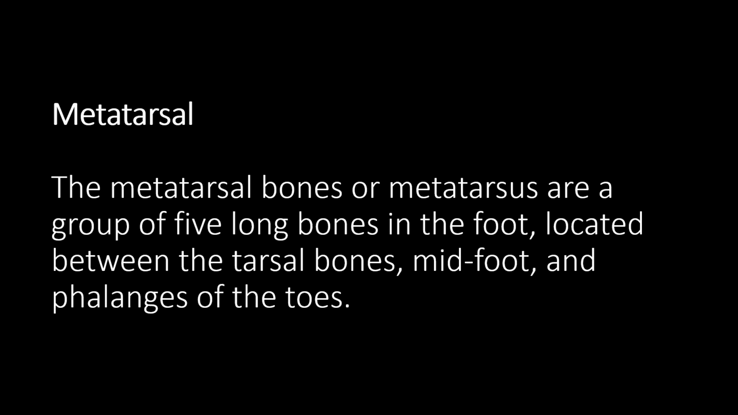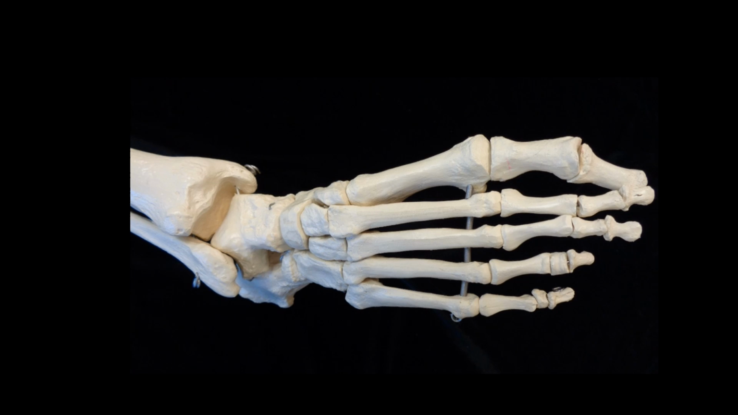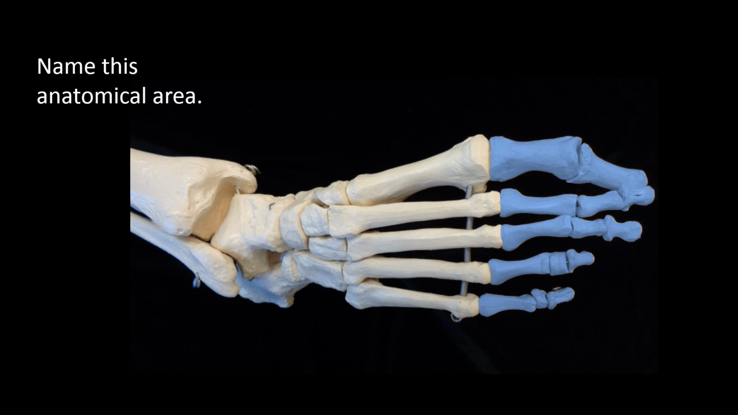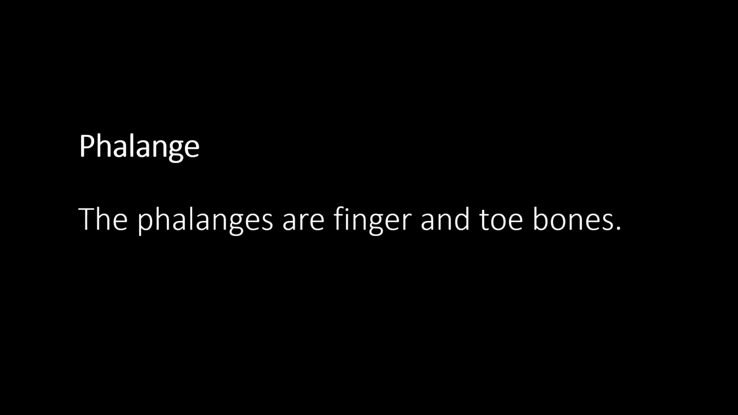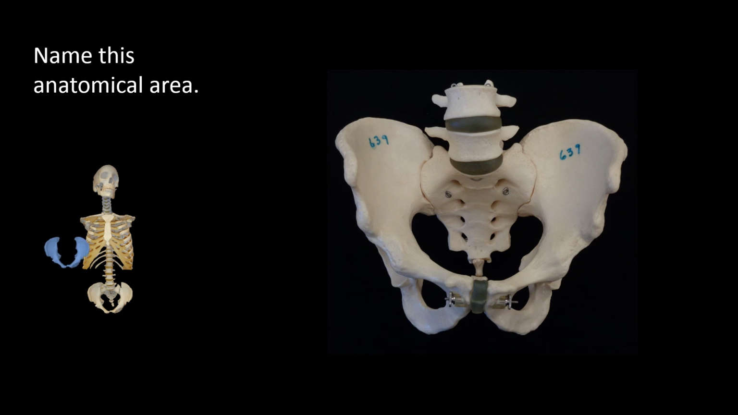Metatarsal. The metatarsal bones, or metatarsus, are a group of 5 long bones in the foot, located between the tarsal bones, midfoot, and phalanges of the toes. Name this anatomical area. Phalange. The phalanges are finger and toe bones. Name this anatomical area.